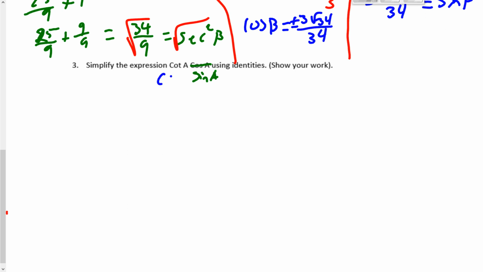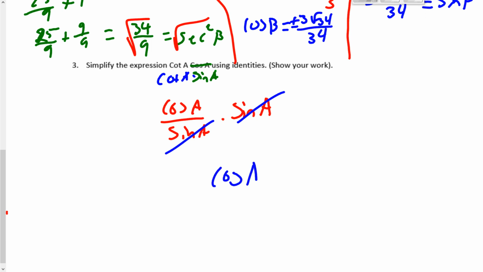Okay, so we're really taking cotangent of A and timesing that by sine of A. So we can rewrite cotangent as cosine of A over sine of A. And now we're timesing that by sine of A. So you can see how easy it is. We just cancel those, right? So we get cosine of A, and that one's done, right? If you don't make that correction, then it becomes like cosecant of A minus sine of A. And that's really not simplified, so.